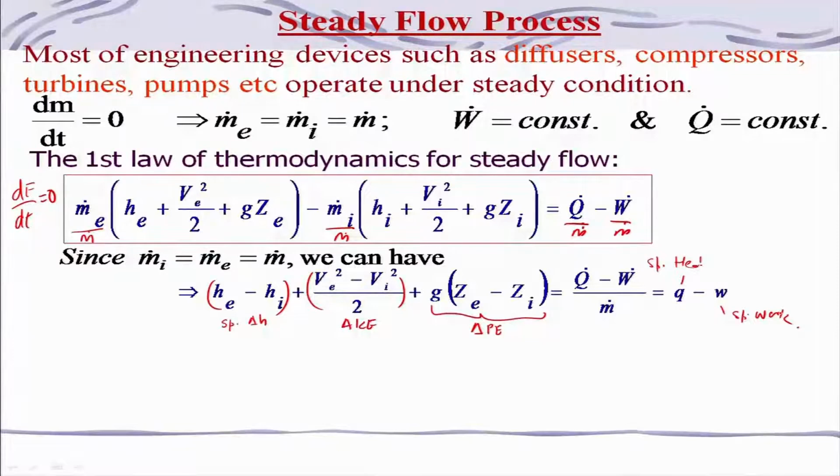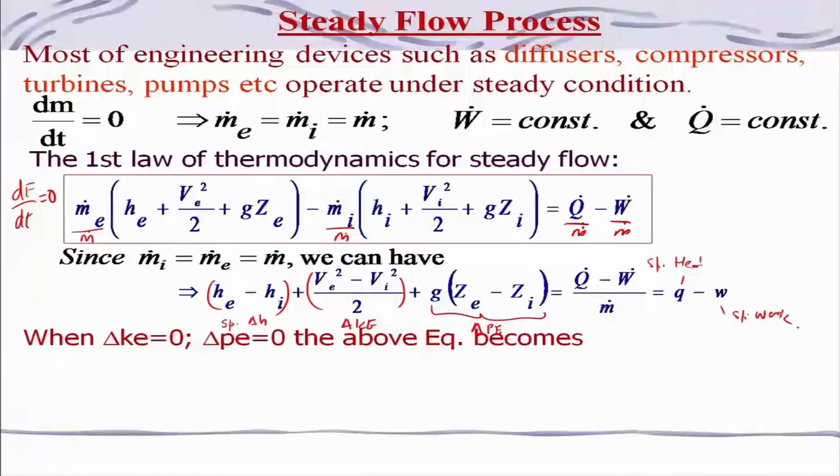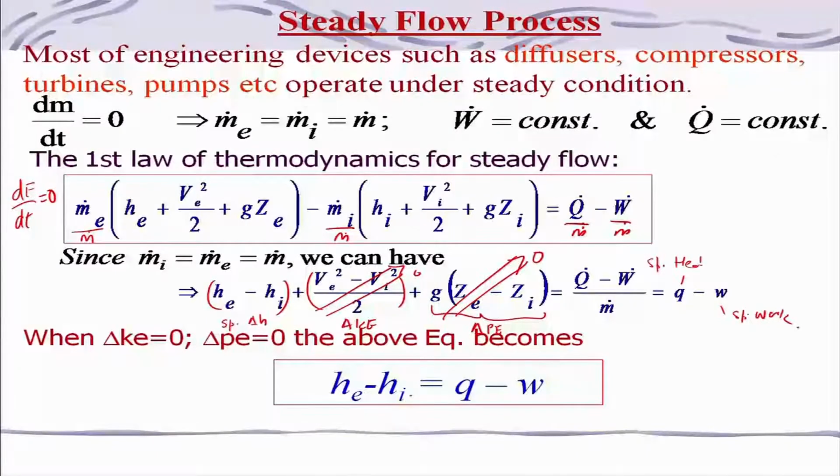So, if I consider a problem where the change in kinetic energy is 0, this term will be 0, and the change in potential energy is 0, this term will be 0. So, then what will we get? You will get the expression h_e minus h_i is equal to q minus w. Are you getting this?